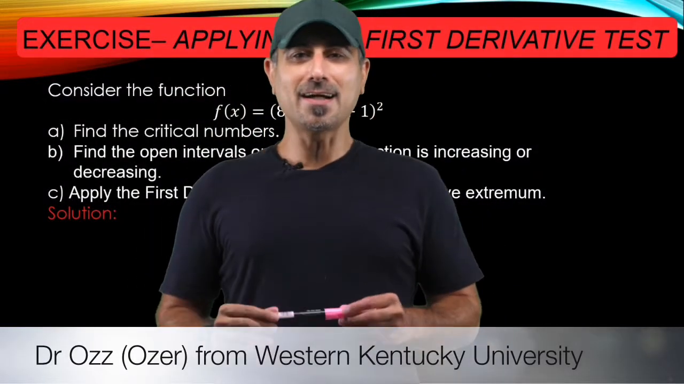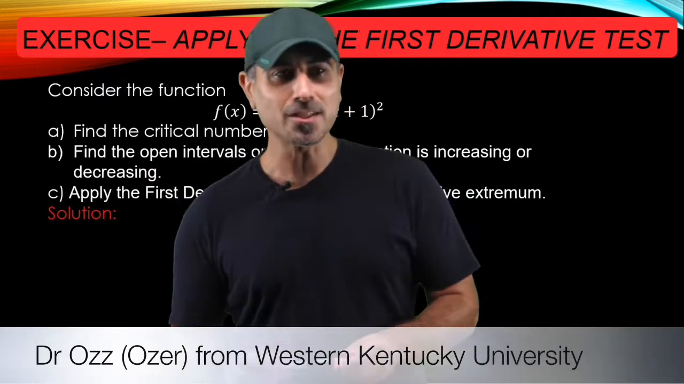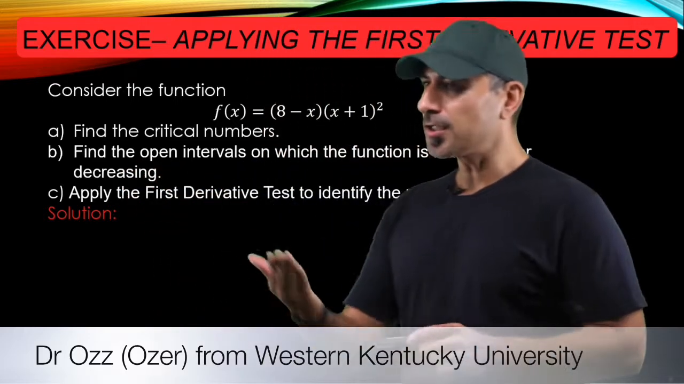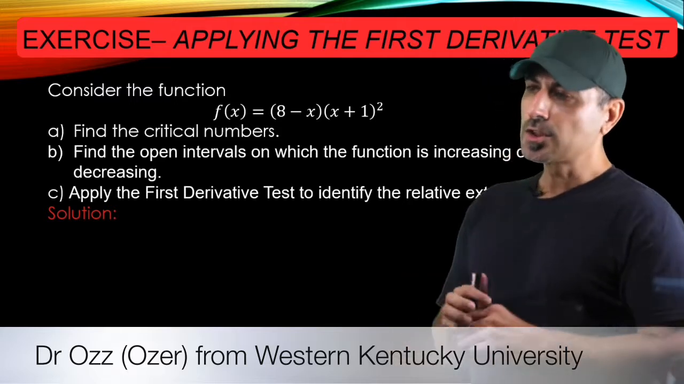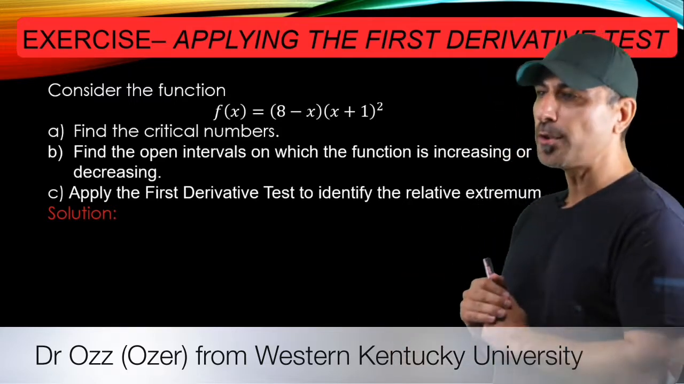Hello, welcome back. In this video, we're going to go through another application of differentiation. It's called the first derivative test. So our function is 8 minus x times (x plus 1) squared. We're given three sub-questions. In the first one, we're going to find the critical points.